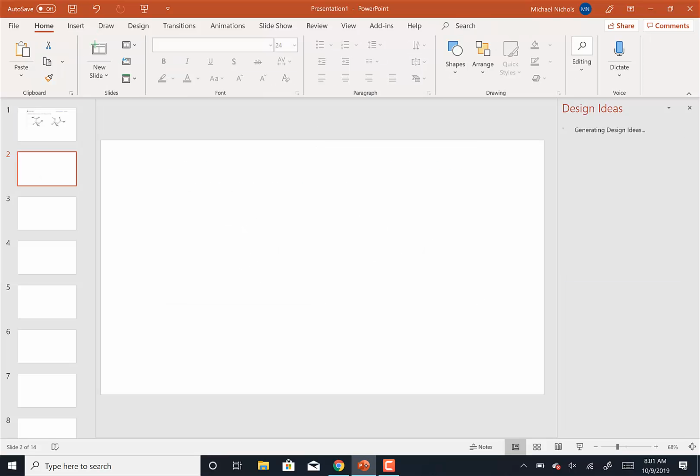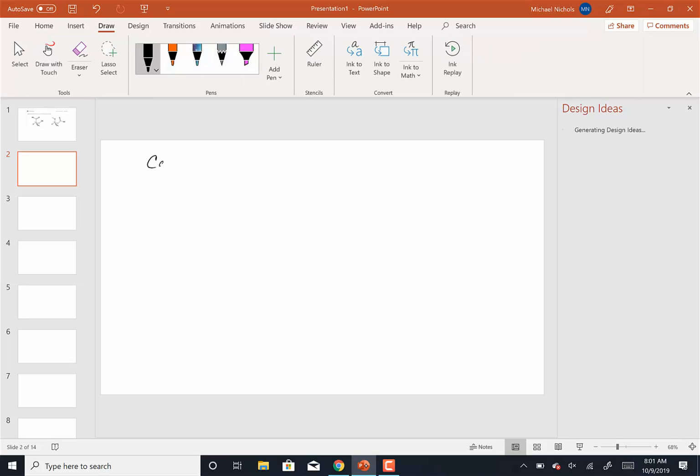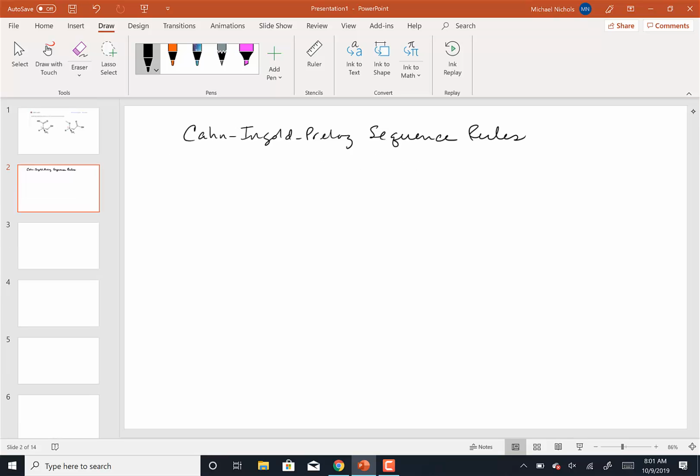Ranking priorities. So the first step to either E or Z is to use what are called the Cahn-Ingold-Prelog sequence rules. We've talked about the first couple of them, but we didn't go all the way in depth. Let's deal with this in the context of a carbon-carbon double bond.